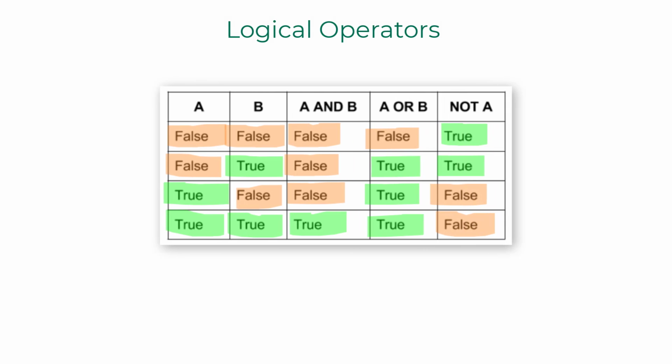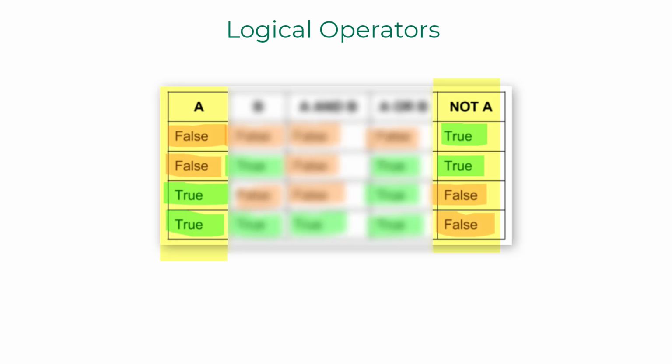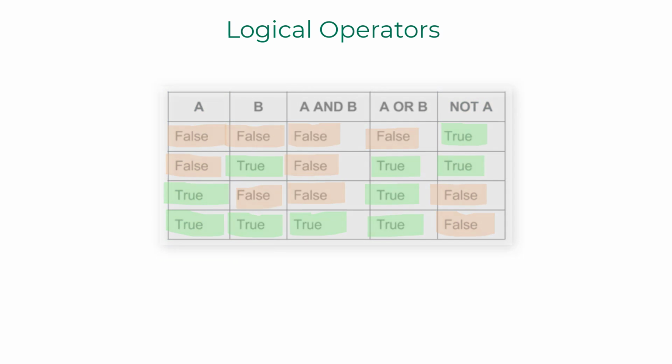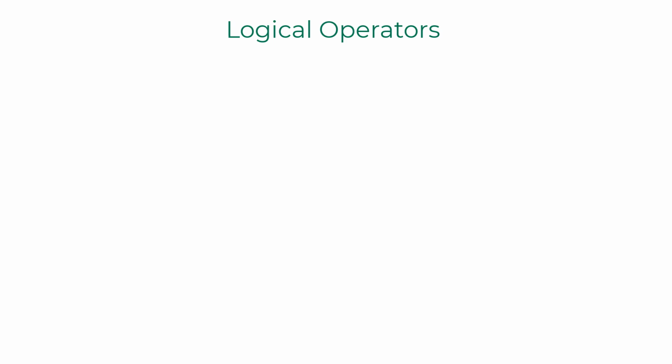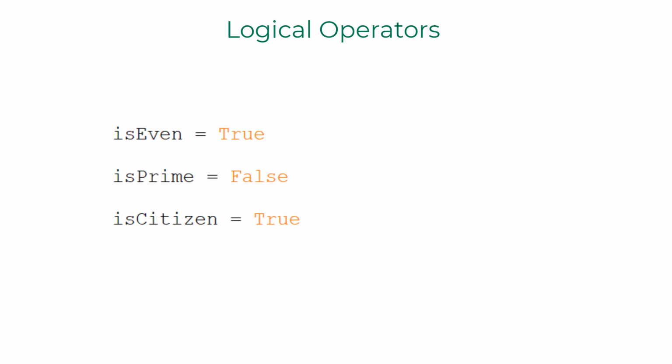Alright, another important logical operator in Python is NOT. So NOT applies to only one Boolean expression. Here, whenever A is false, not A will be true. Whenever A is true, not A will be false. Pretty straightforward. Let us wrap up this lecture with a few example statements that include Boolean variables.